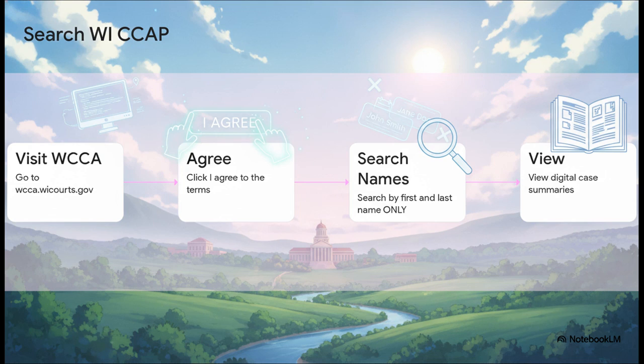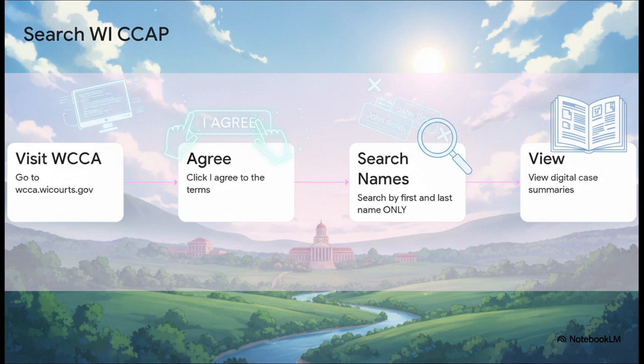Fun fact, Wisconsin is actually pretty famous in legal circles for its robust online setup. They started building a voluntary database way back in 1987. To get into their modern system, just visit wcca.witcourts.gov. Now, it's going to prompt you to click I agree to their terms of service before you can do anything. Don't let that scare you off, it's totally standard protocol.